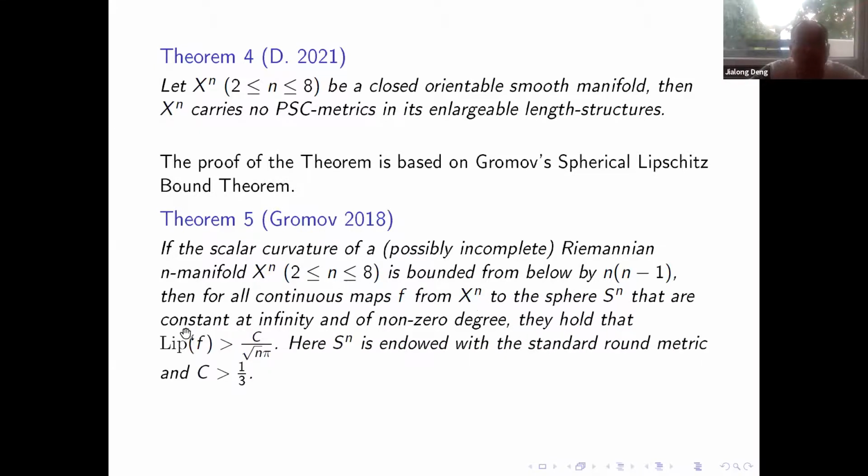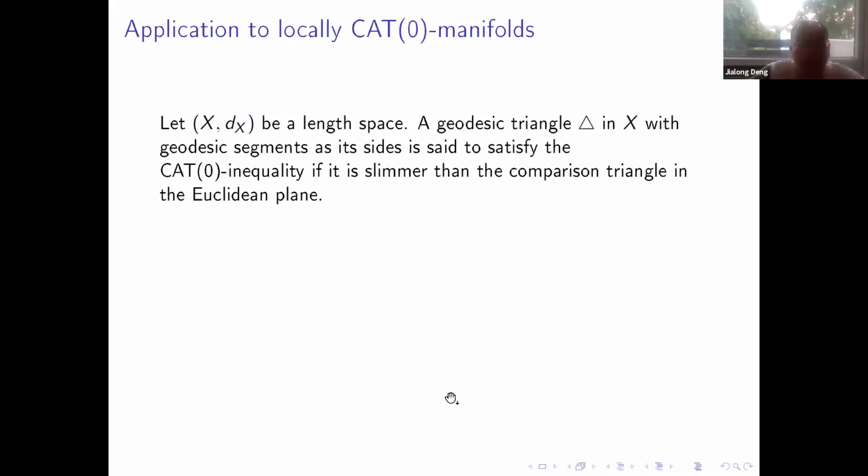Then the Lipschitz band is uniformly bounded below by the constant C over the square root of n times pi. And also here we have a conjecture that the Lipschitz band will be the 1, but Gromov, their arm is also wanting to improve this constant. But here we use that the existence of a uniformly positive lower bound is enough for our proof.